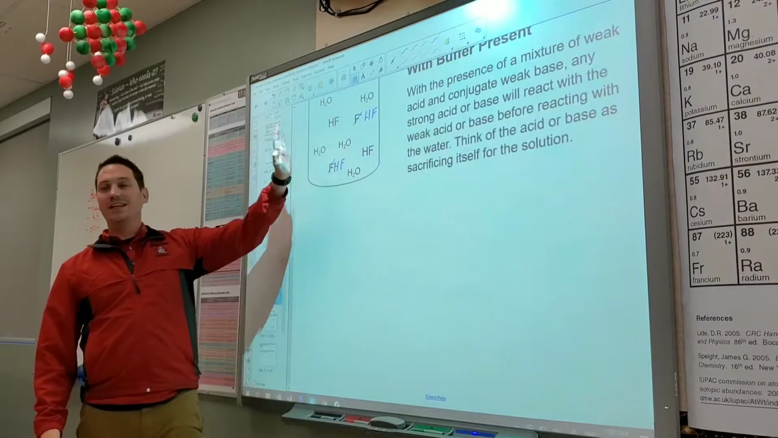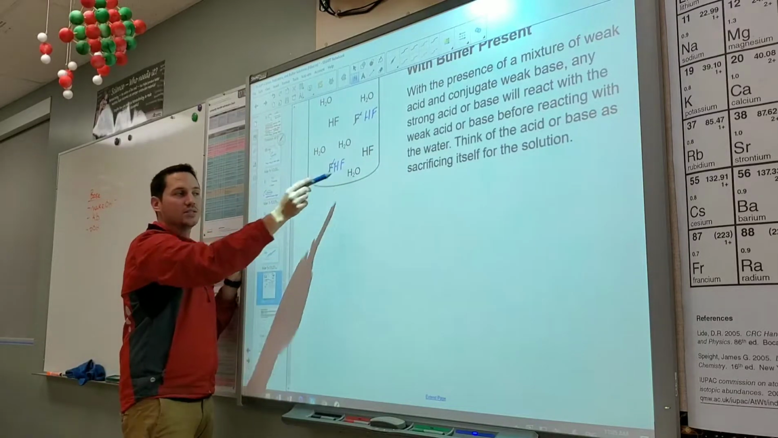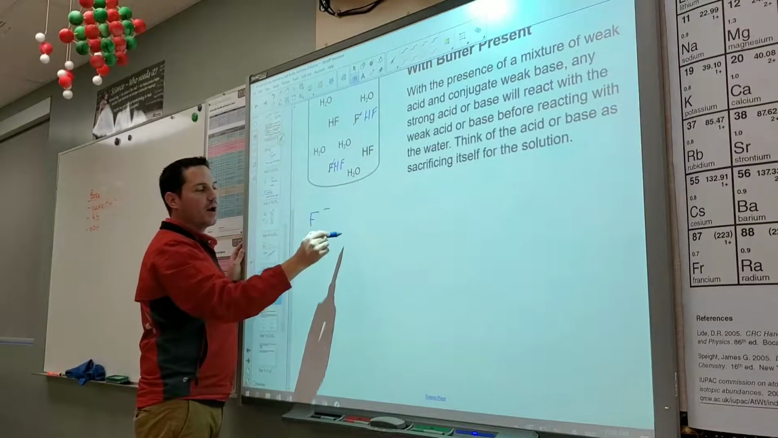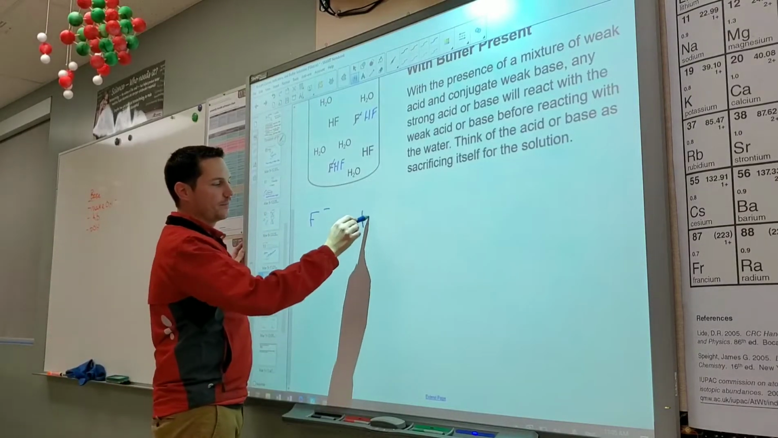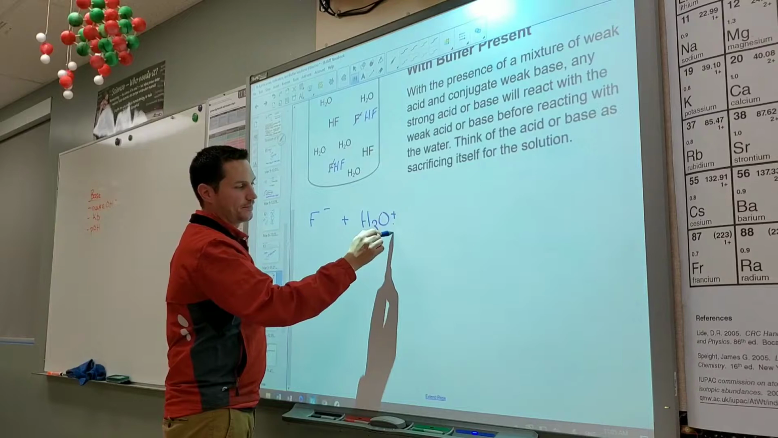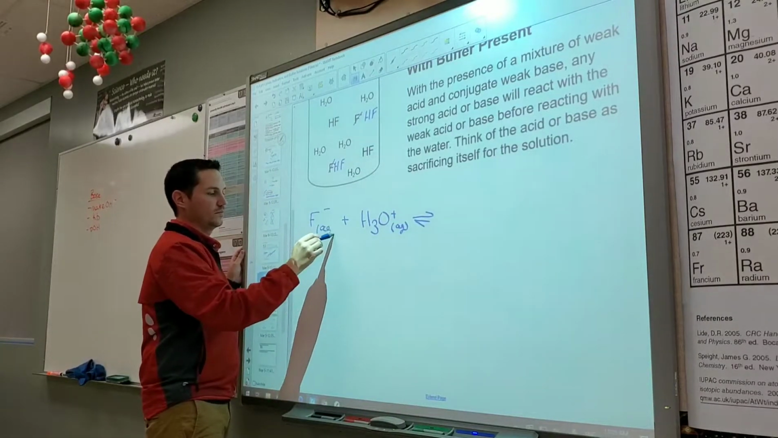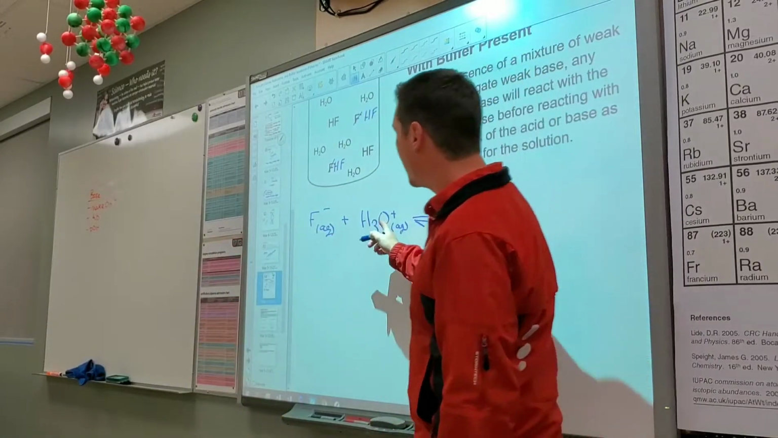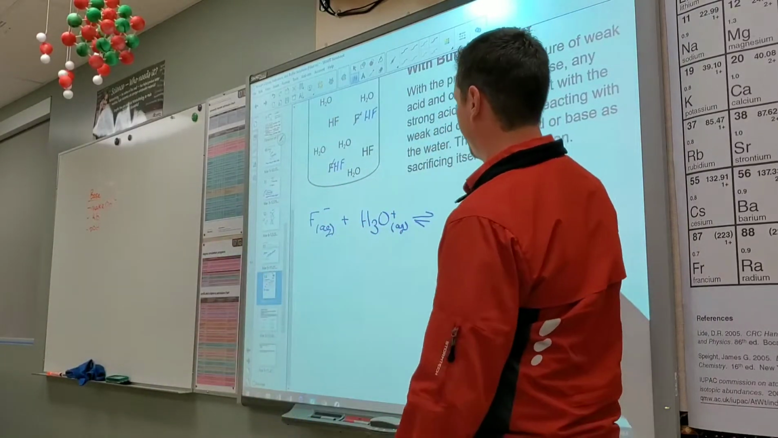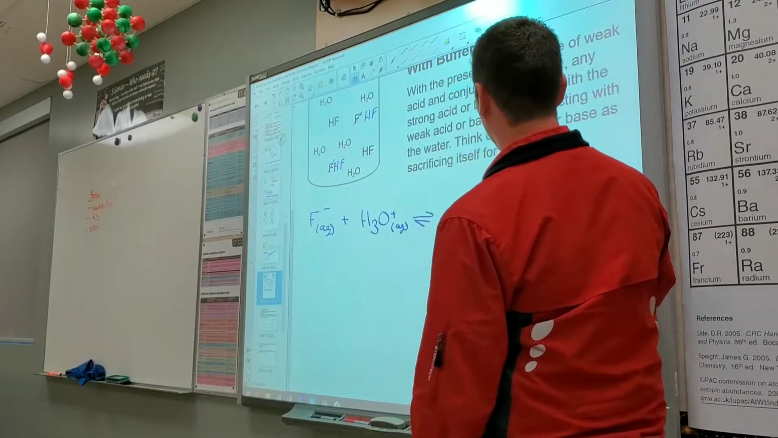Let's think about this in a different way. Let's write the reaction that we just saw. F- reacts with, we'll call it hydronium now. F- reacts with hydronium, and when it reacts with hydronium, what are we going to get? H2O and HF.